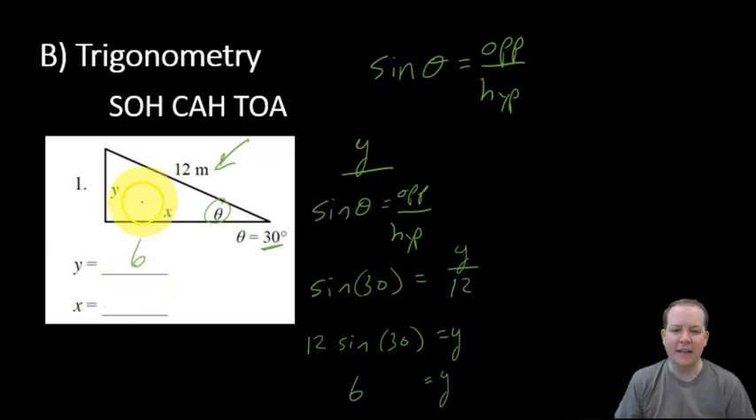Let's try to figure out x. X is right here. This is the side of the triangle that is adjacent.